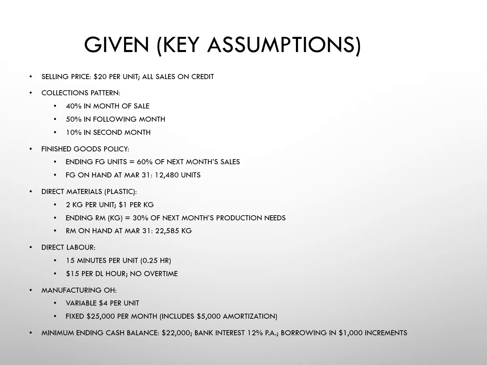Before we build anything, we need to understand the assumptions. Handtoys sells fidget spinners for $20 each, all on credit. Cash is collected 40% in the month of sale, 50% the next month, and 10% the month after. Finished goods inventory must equal 60% of next month's sales, and the raw materials inventory must equal 30% of next month's production needs. These policies are what create timing differences, and those timing differences are the reason budgeting exists.